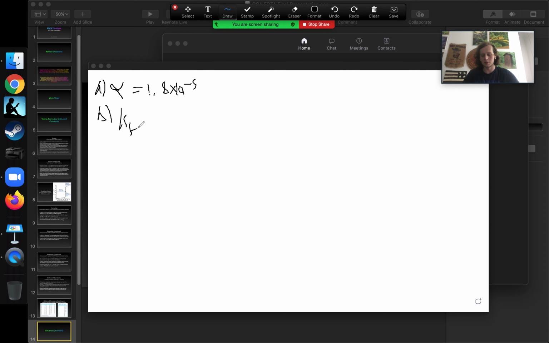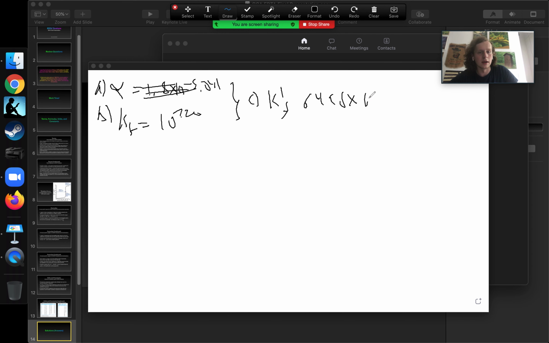In the first problem, at a pH of 9, the alpha is going to be 0.041. I was getting ahead of myself. And the Kf is going to be 10 to the 7.20. This is going to lead into your step C, which is your K prime F. In this case, it is going to be equal to 6.498 times 10 to the 5.